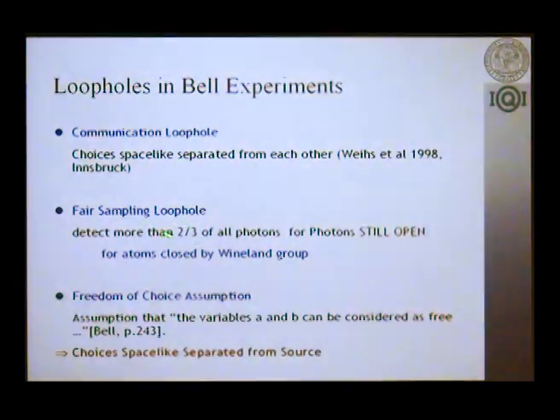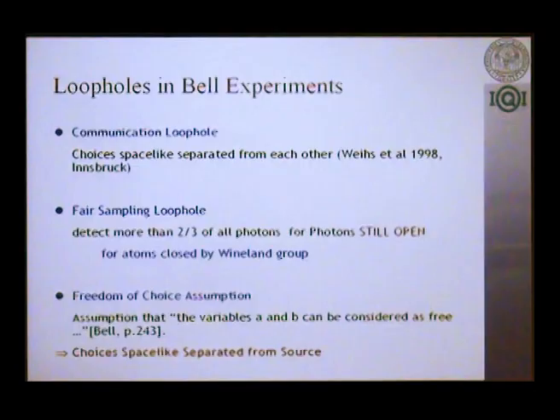This has been first mentioned, if I remember correctly, by Pearl a long time ago. It was closed for photons. You have to detect at least 2/3 of all pairs to close this loophole. That can be proven. It was closed by the Vineland group for two atoms or two ions sitting in a trap, but very close to each other. So they had ample time to communicate with each other. What is missing is an experiment which closes all of these.